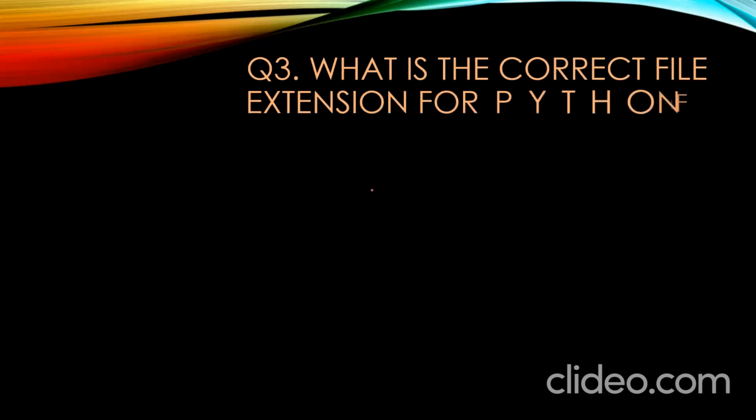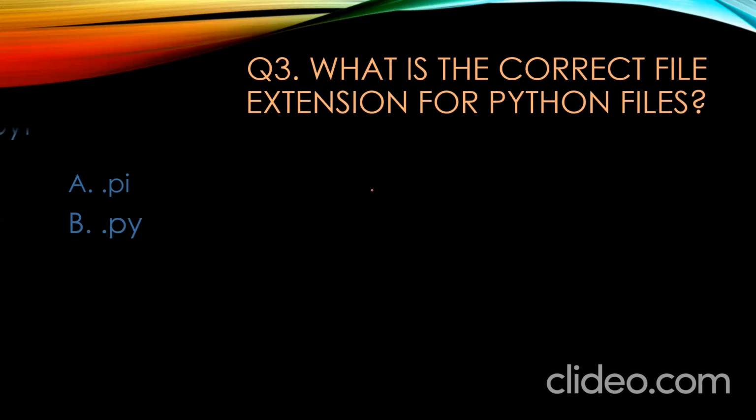Question number three. What is the correct file extension for Python files? First is .pi, second is .py, third is .pyt, and the last one is .python. Think and answer, I am giving you again 5 seconds. One, two, three, four, and five. So the correct answer is option number B, .py.